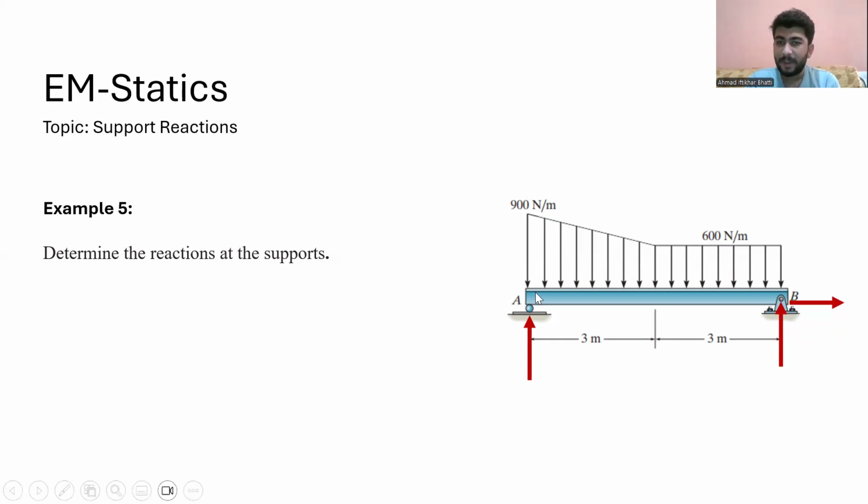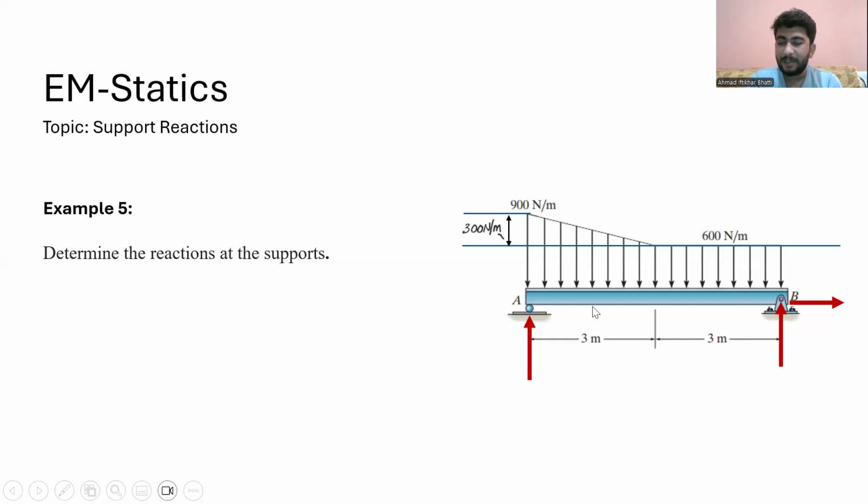And you see, on this rod, we have two load distributions. One is 600 Newton per meter and the other is 900 Newton per meter. This 600 Newton per meter force makes a rectangular load distribution, and this 900 Newton per meter makes a triangular load distribution. Each side is about 300 Newton per meter.